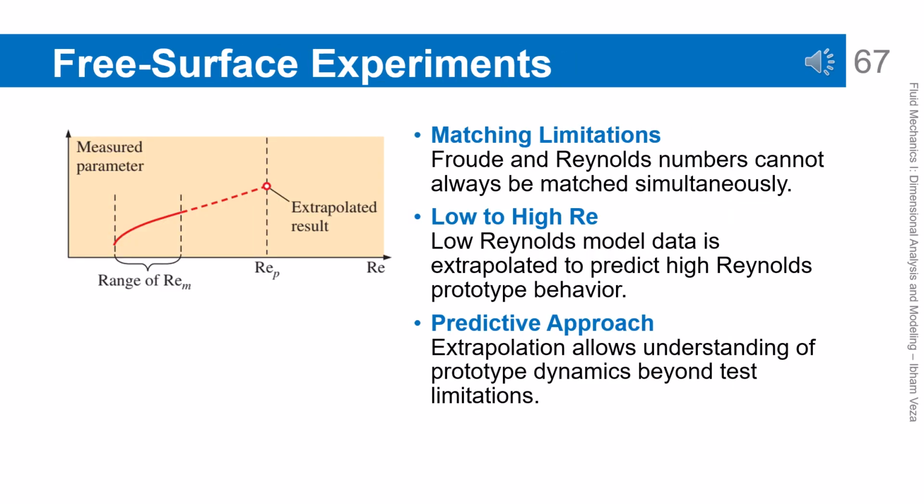Extrapolation in free surface flow experiments. In many free surface flow experiments, the Reynolds number and the Froude number cannot be matched simultaneously. Therefore, data from low Reynolds number models are often used to predict high Reynolds number prototype behavior through extrapolation. This approach relies on the assumption that the behavior trend is already stable in a certain range. Although not perfect, this method is often the only practical way. This shows both the limitations and the creativity in engineering experiments.